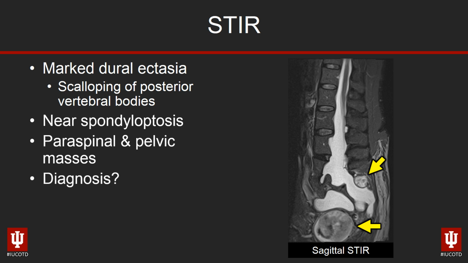So let's put it all together. Patient has marked dural ectasia. They've got this abnormal curvature to their spine, and they have multiple paraspinal and pelvic masses. What do you think's going on here?